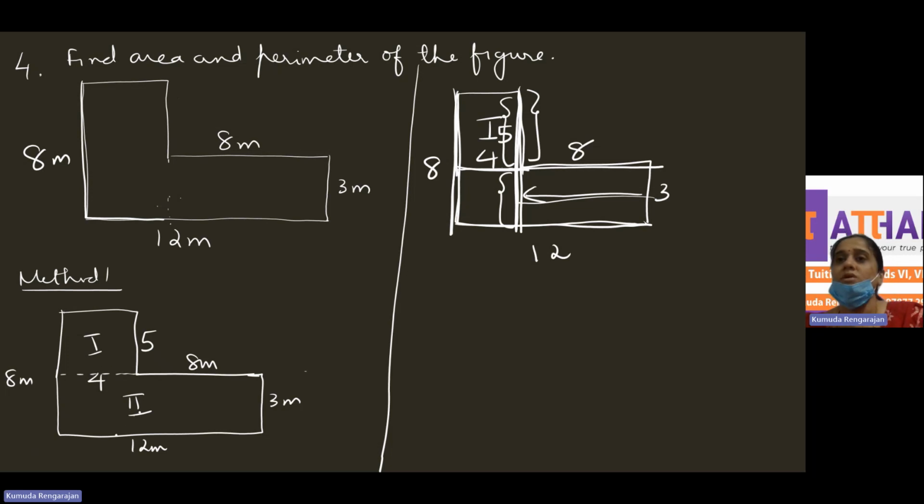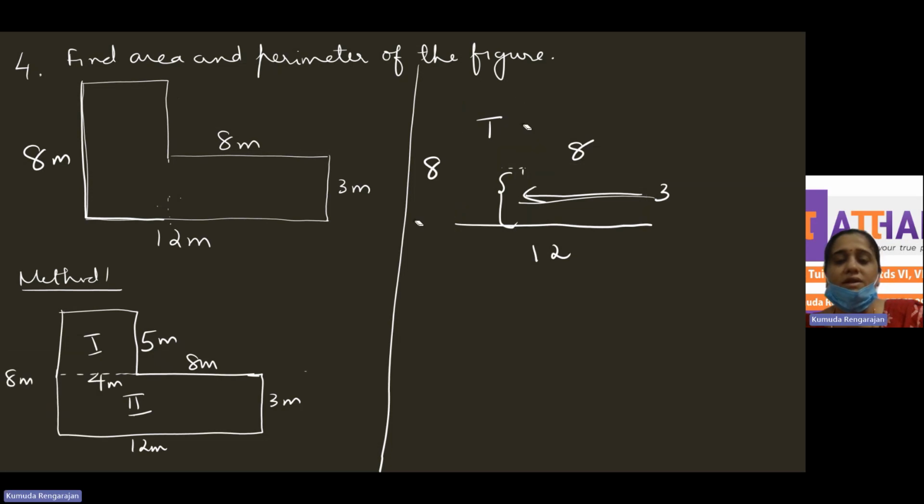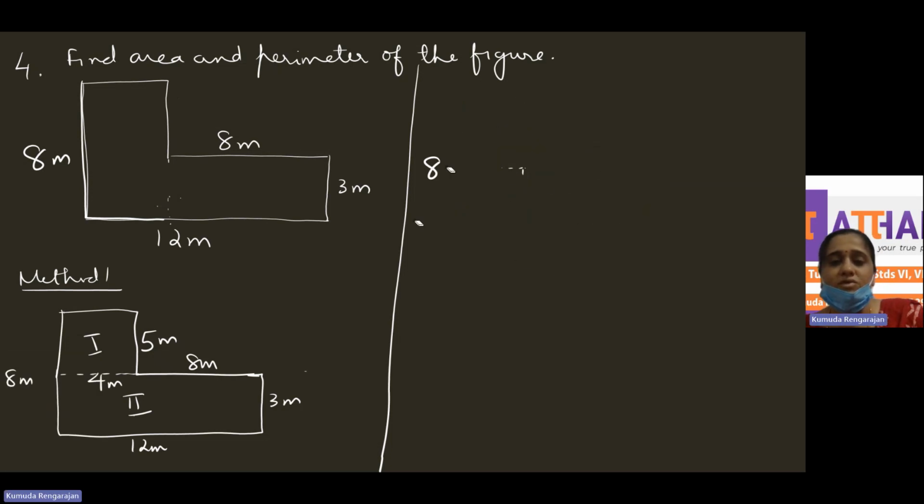What about for region 2? What is the length of region 2? 12. The breadth of region 2? 3. Who said 3? Very good. All of you got that? Okay, then you don't draw this figure at all. You're getting confused. It's not method 2. This is enough.